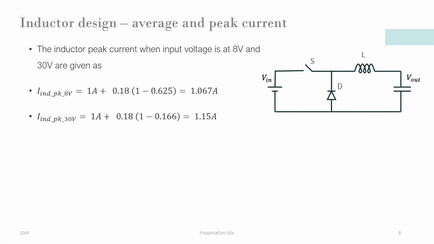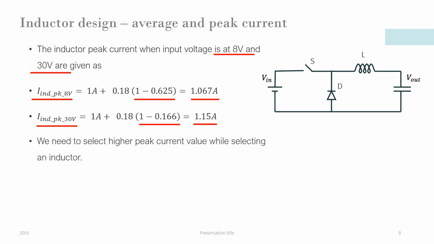As we have two duty cycles, one with low input voltage and one with high input voltage, let us calculate peak inductor current for those two values. So, at 8 volt input, duty cycle is 0.625. With this value, we get 1.067 amps as peak. At 30 volt input, the duty cycle is 0.166. With this value, we get 1.15 amps as peak. We need to take higher peak current value while selecting an inductor.